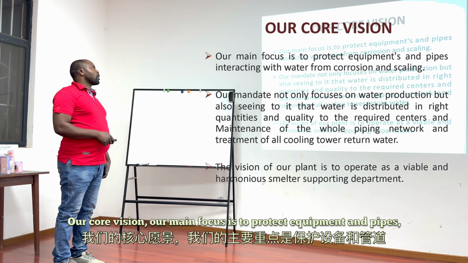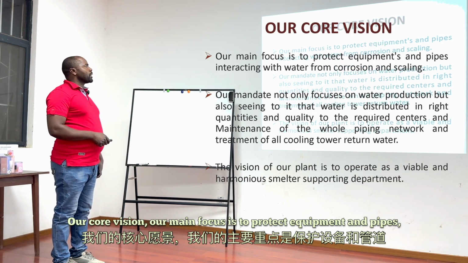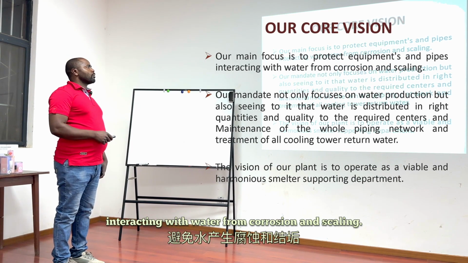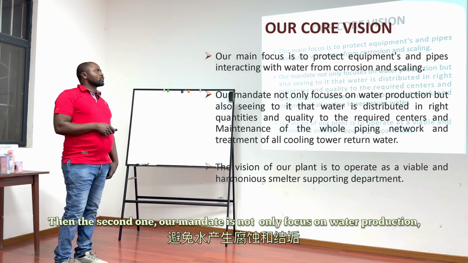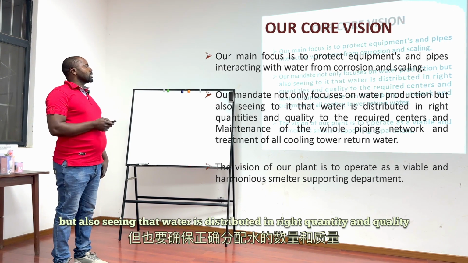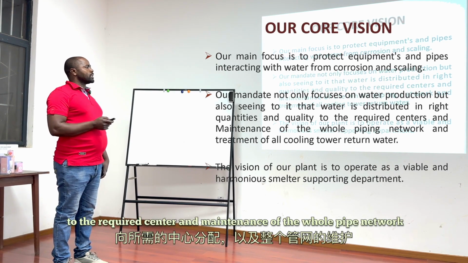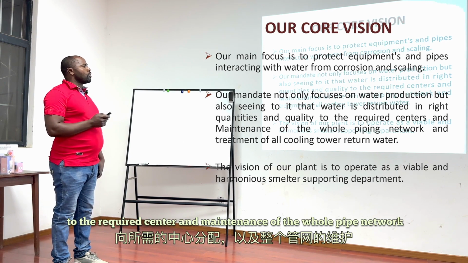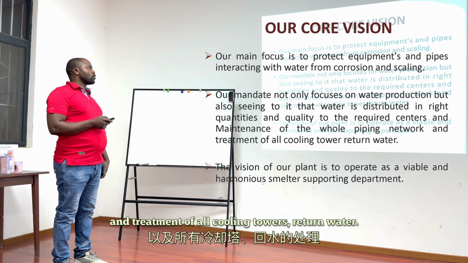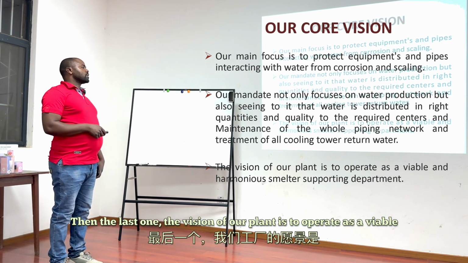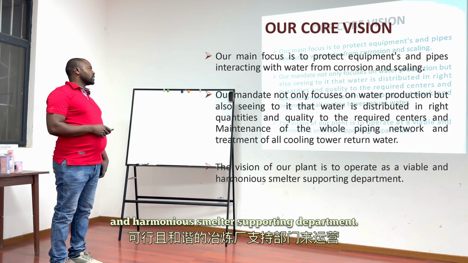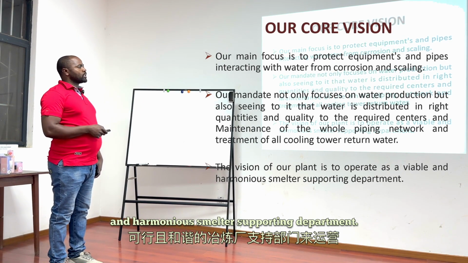Our core vision, our main focus, is to protect equipment and pipes interacting with water from corrosion and scaling. Then the second one, our mandate is not to only focus on water production, but also seeing to it that water is distributed in the right quantity and quality to the required center, and maintenance of the whole pipe network and the treatment of all cooling tower return water. Then the last one, the vision of our plant is to operate as a viable and harmonious smelter supporting department.